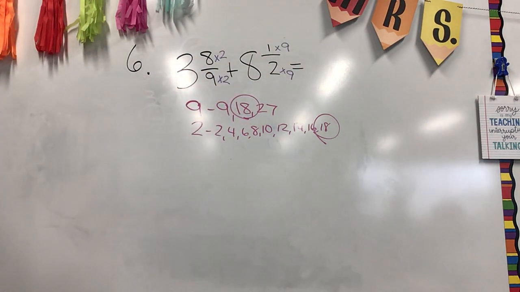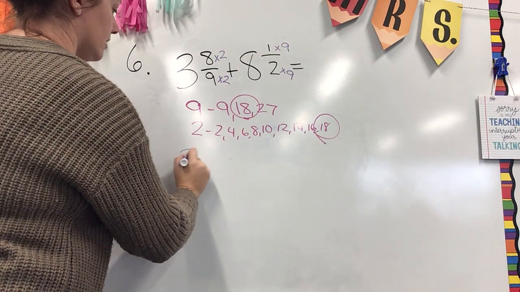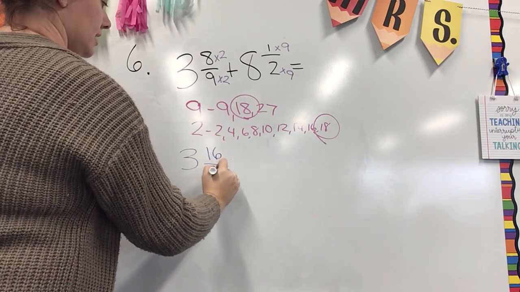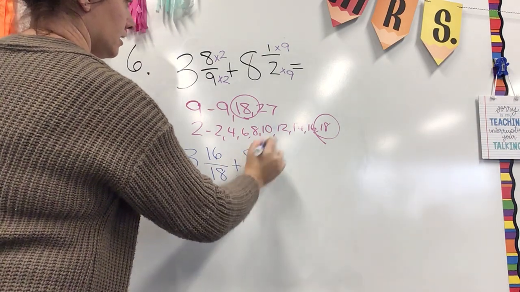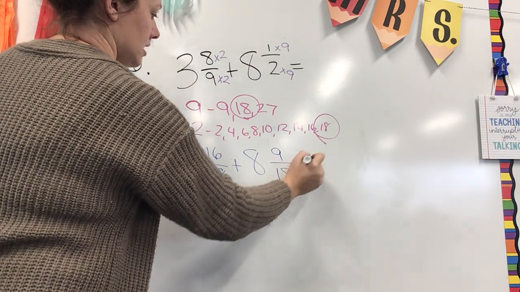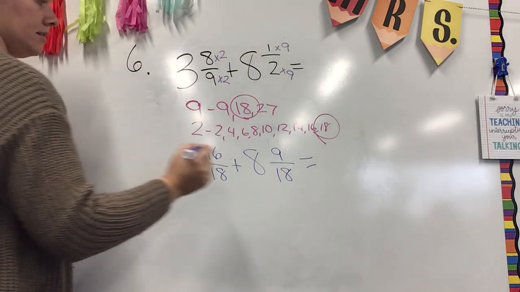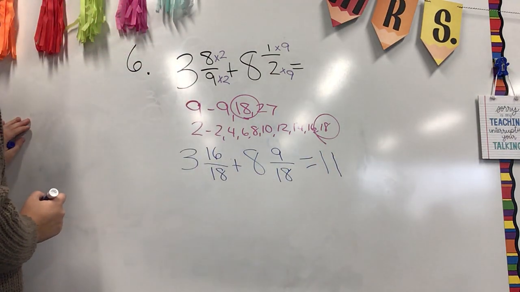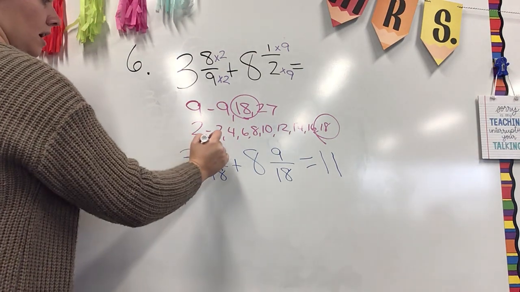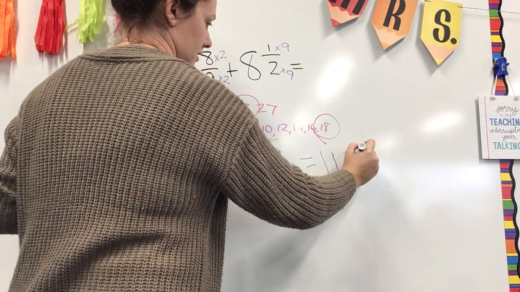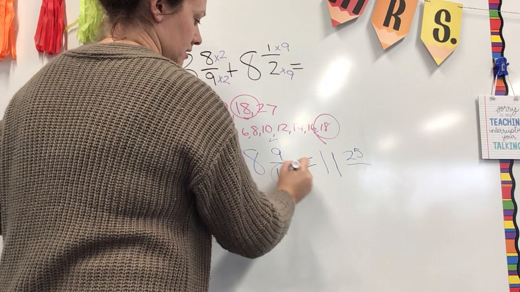All right, let's rewrite our fractions. I've got 3. 8 times 2 is 16. 9 times 2 is 18. Plus 1 times 9. And then 2 times 9 is 18. Let's add. What's 3 plus 8? 11. Yeah. Math facts, guys. My numerator is 16 plus 9. 25. And my denominator stays the same.